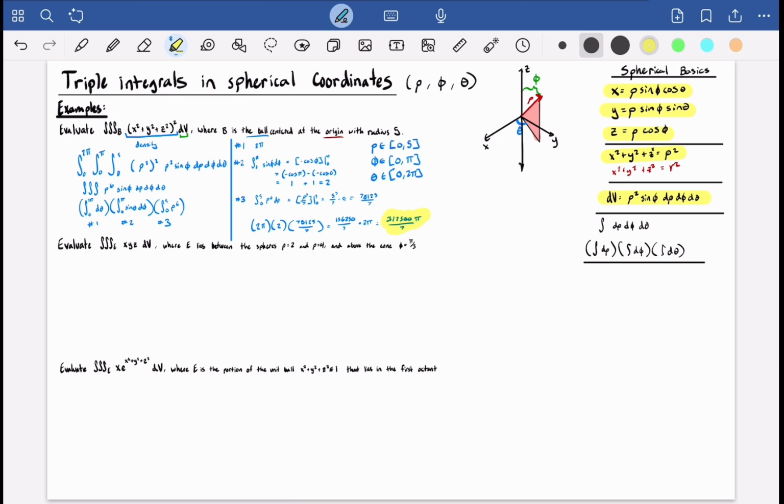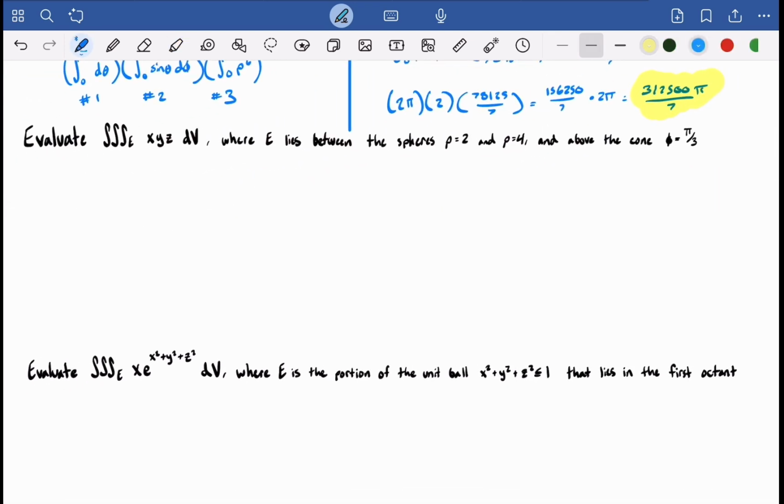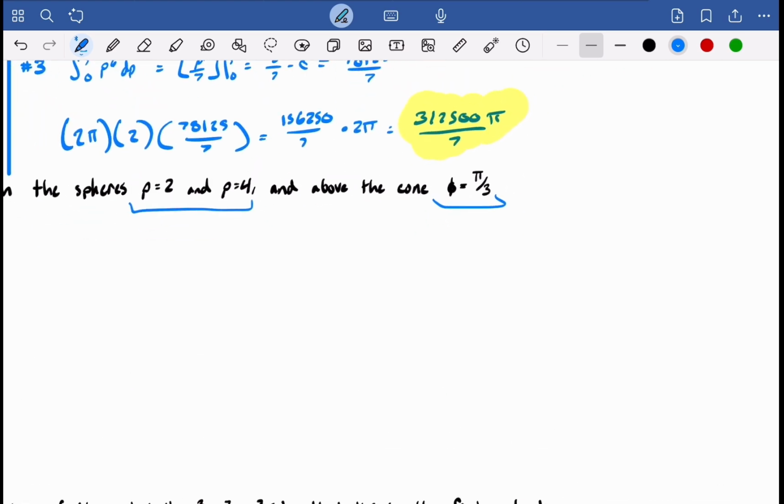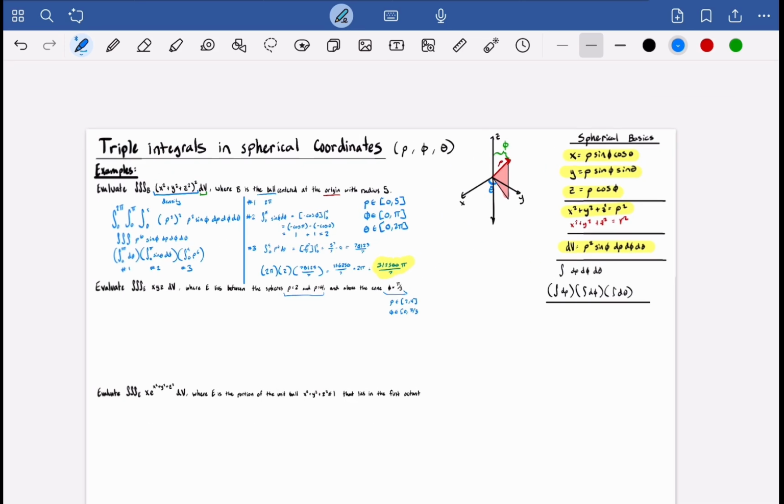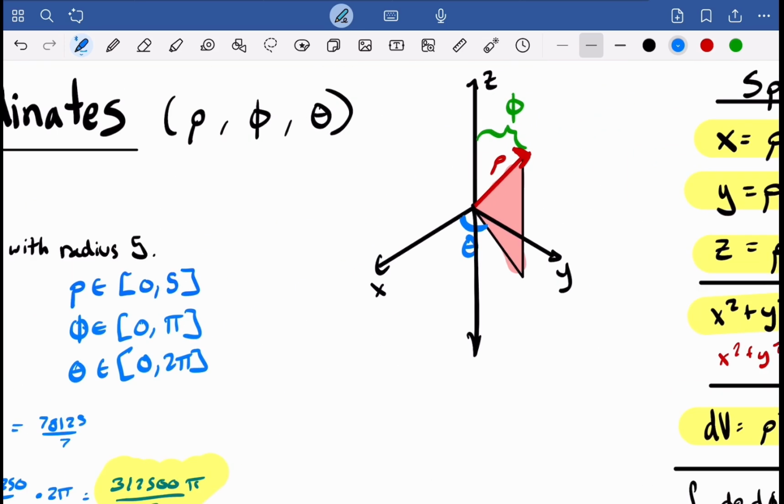And with that, we'll continue on to the next one. We're given the bounds for rho, and we're given the bounds for phi, so we can automatically write out that rho is going to be from 2 to 4, and phi is going to be from 0 to pi over 3, because if you imagine a cone, it's going to look something like this, right?